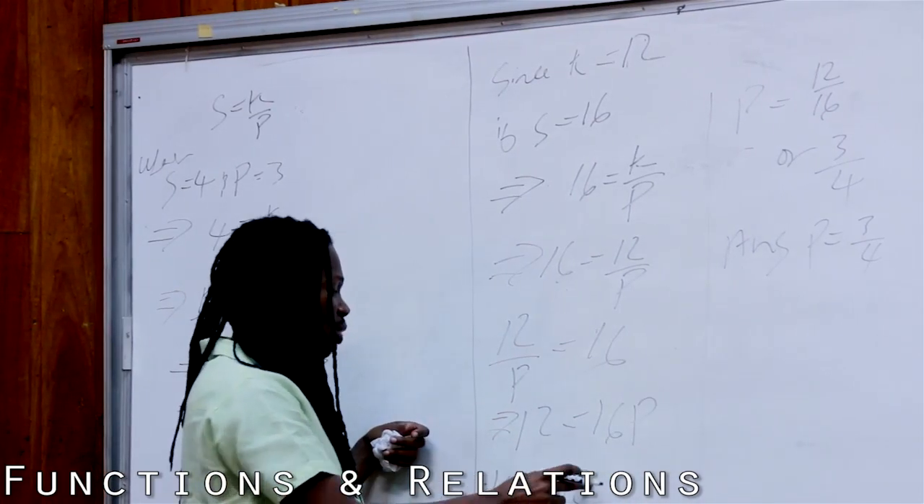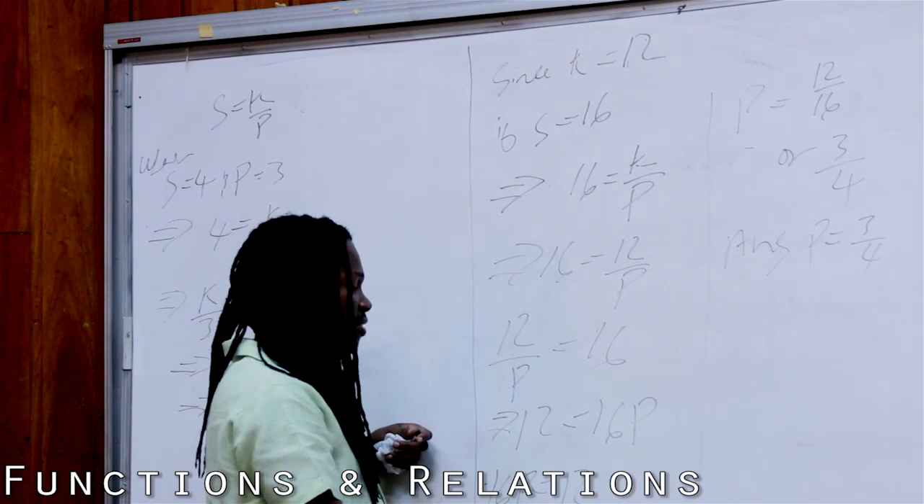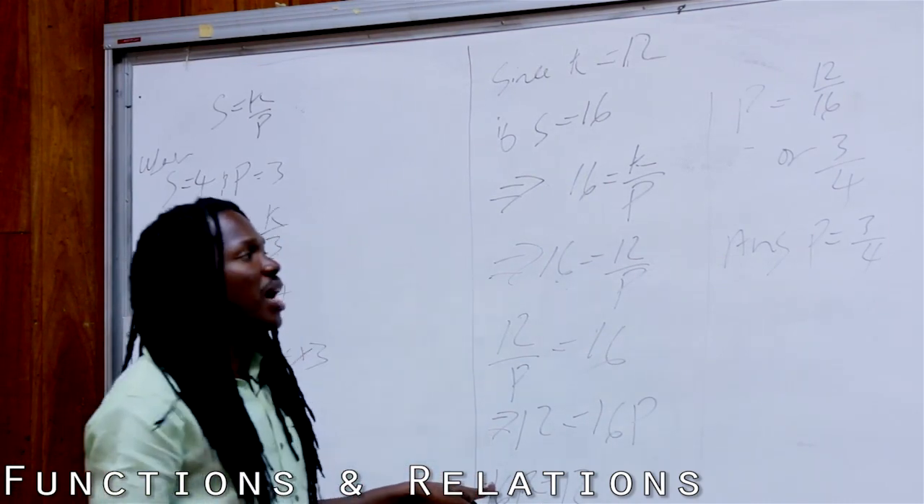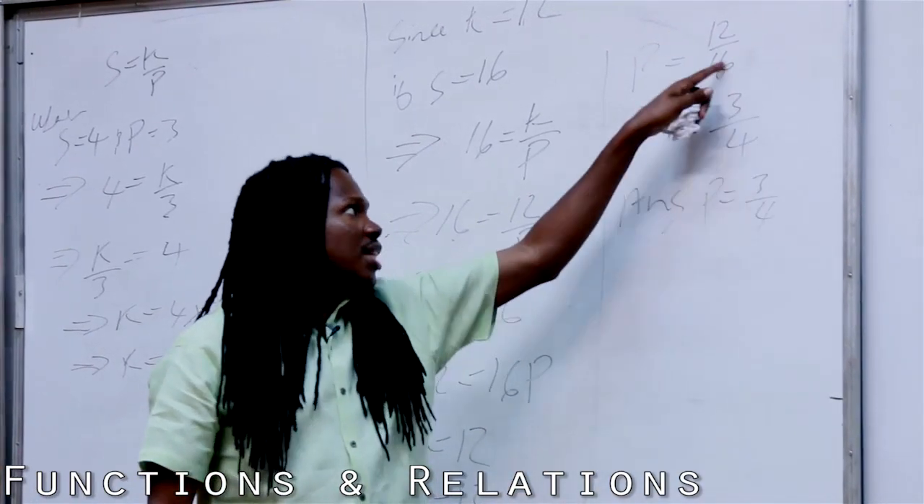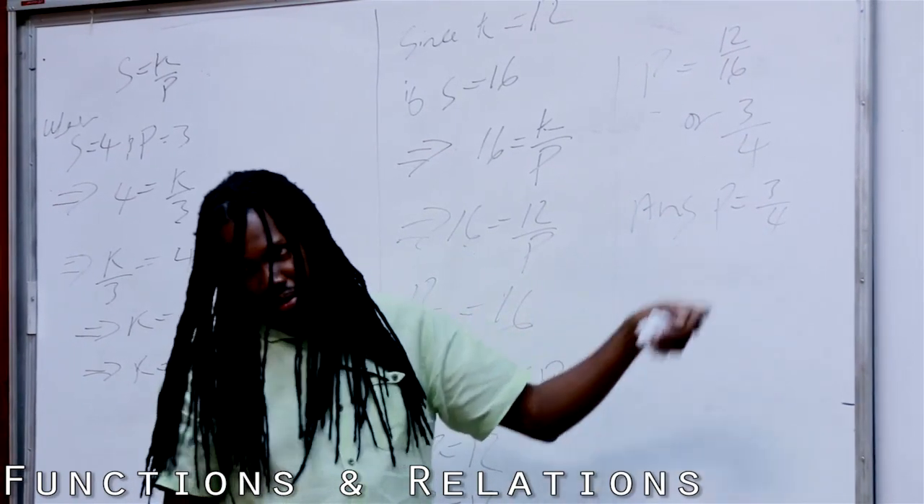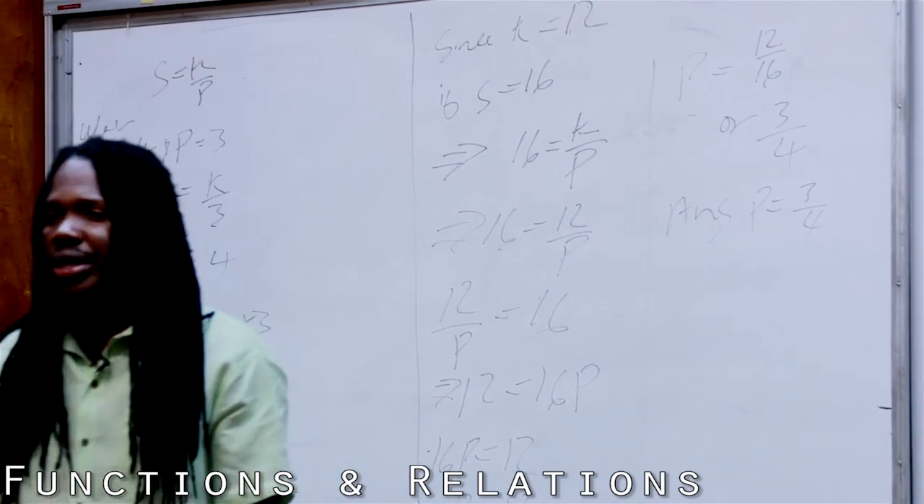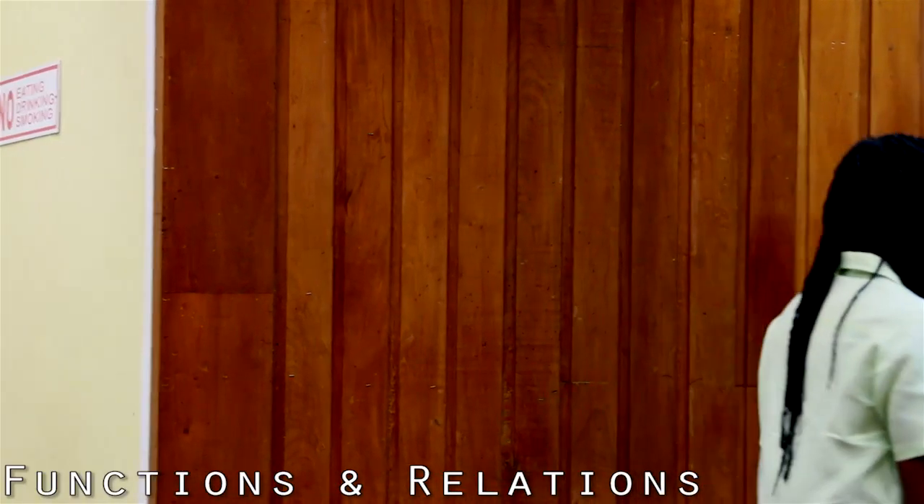So 16P equals 12. That means P equals 12 divided by 16, because this is a multiply 16 and comes over here as a divide 16, which can be broken down: 4 into 12 is 3 times, 4 into 16 is 4 times. P equals 3 quarters.